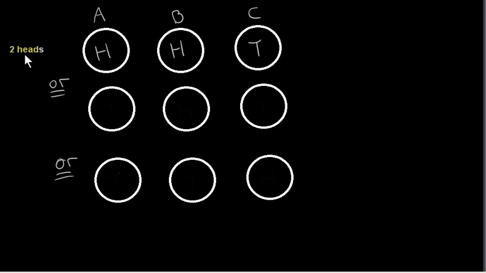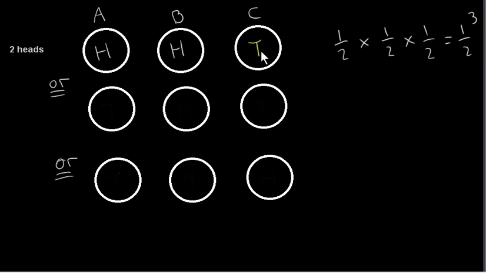Now let's look at the probability of getting exactly 2 heads. Well, if the first throw is heads, the second throw is heads, and the third throw is tails, then the probability is 1/2 times 1/2 times 1/2, which is 1/2 to the power of 3.